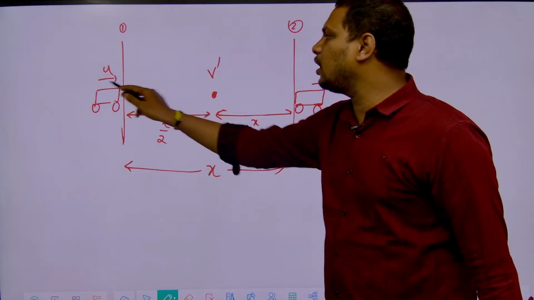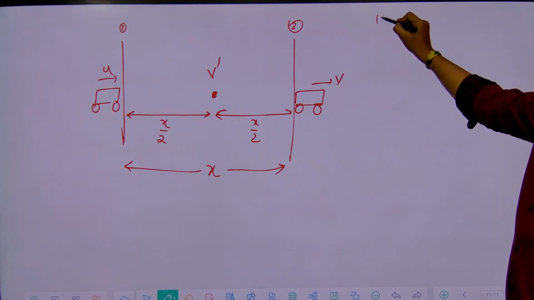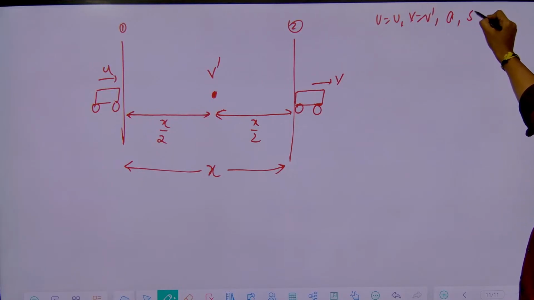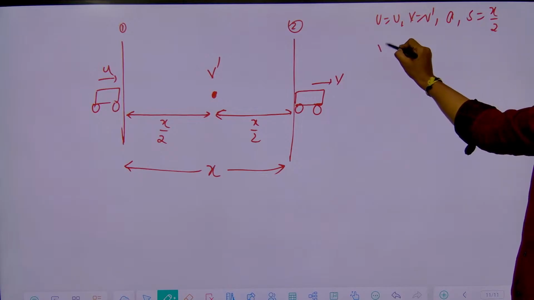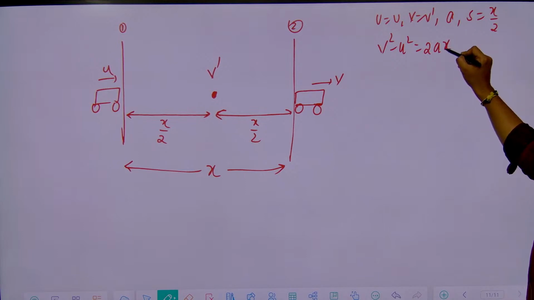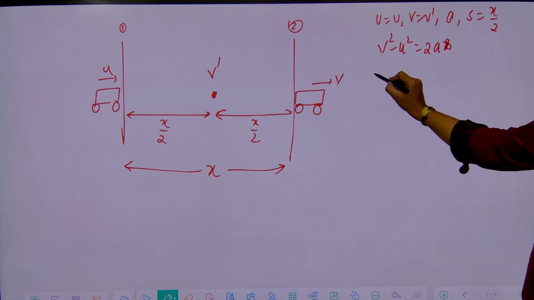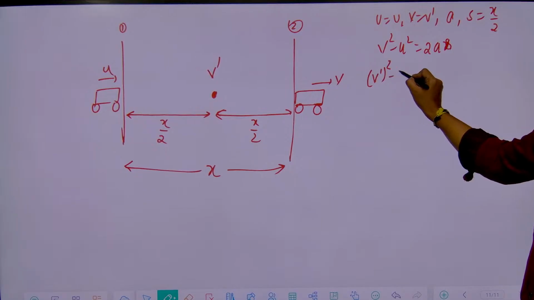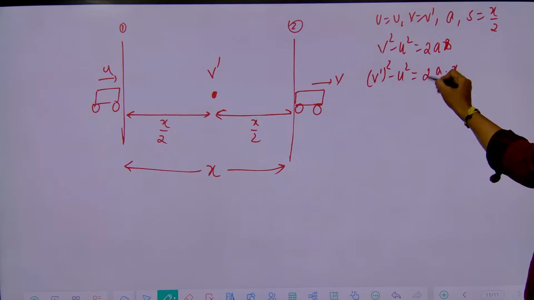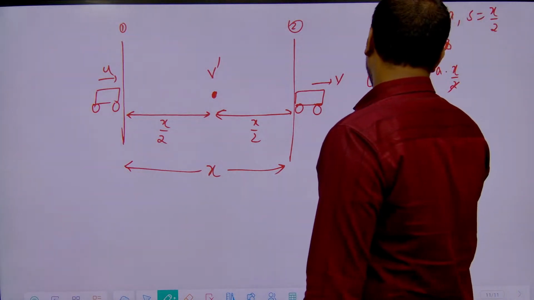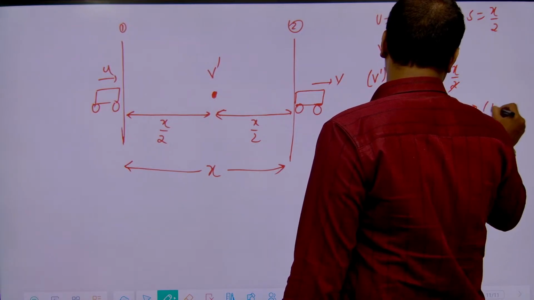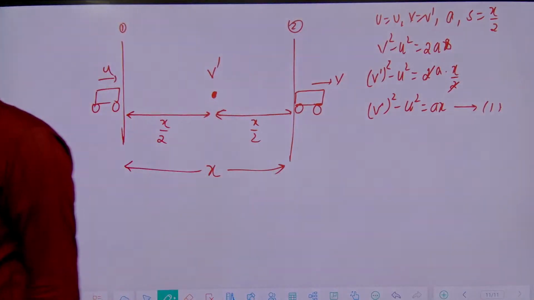For the first part, the initial velocity is u, the final velocity is v dash, the acceleration is a, and the displacement s is equal to x/2. Then use this relation: v square minus u square equal to 2as. So v dash square minus u square is 2a, s value is x/2, cancel 2 and 2. Then we can say v dash square minus u square is equal to ax. Take it as equation number 1.